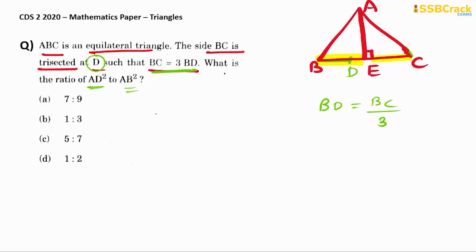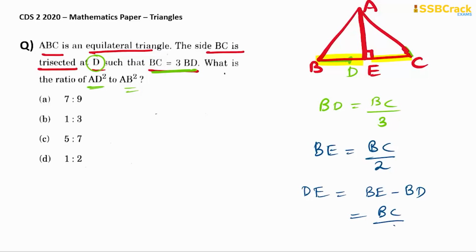So we can now write down that BE length will be how much? It is BC by 2. Okay, so what should be the DE length, the remaining part? It will be BE minus BD. So this will come out to be BC by 6. Check it out. So these are all the details we have. Now we have to set up the equation relating AD square and AB square to find its ratio from one of the 4 options.